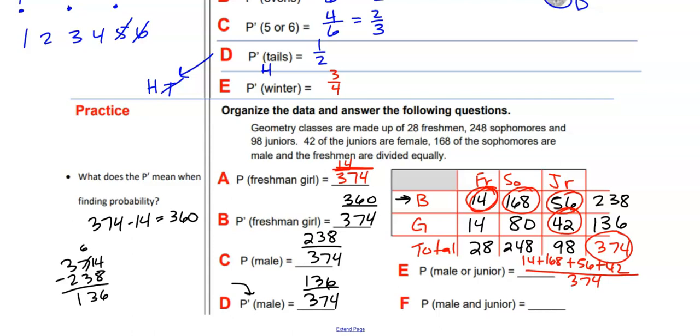All right, and then male and junior for the last one. Remember what that means? That means it has to satisfy both. They have to be junior males. So that would just be this 56 here.